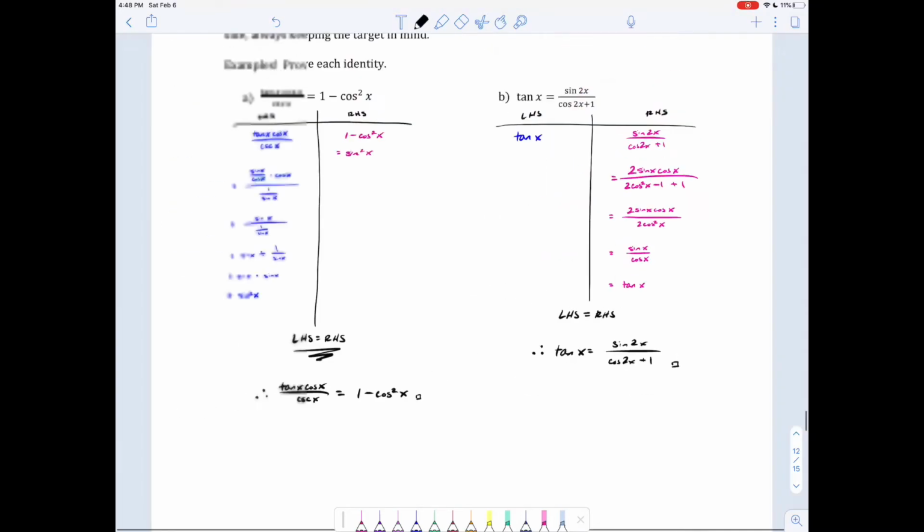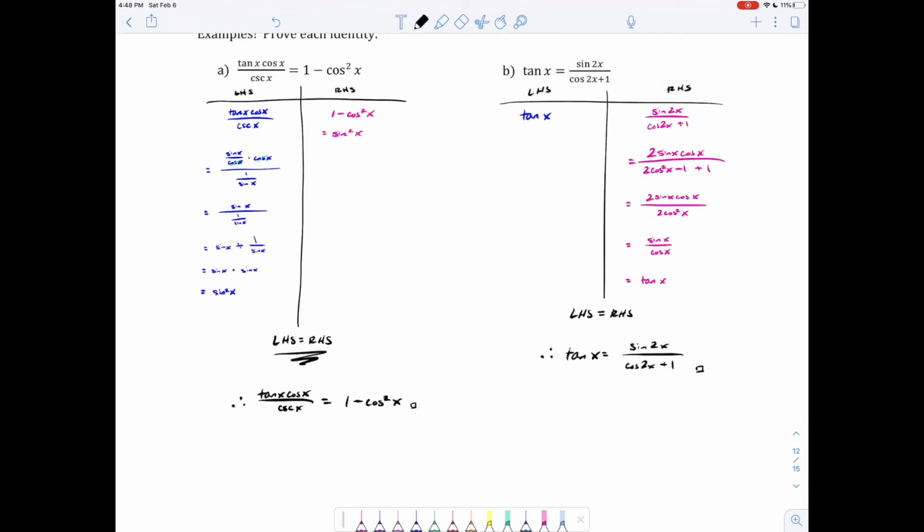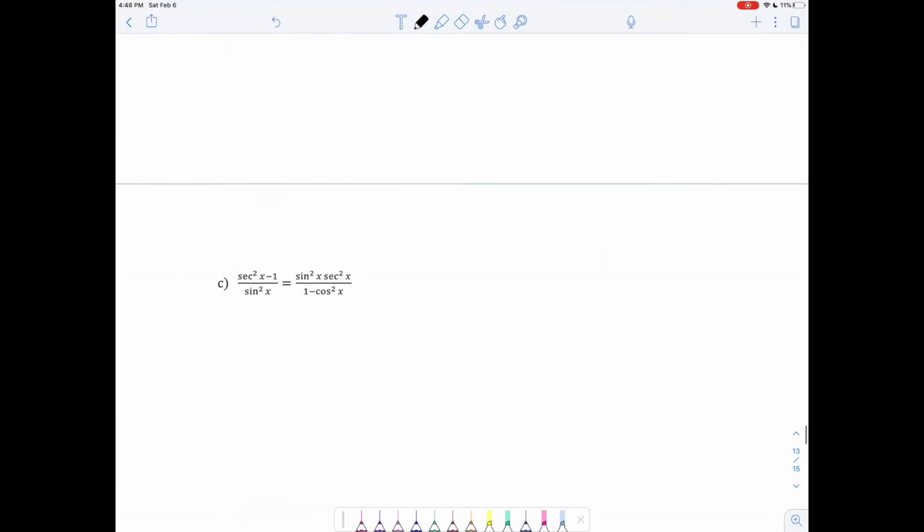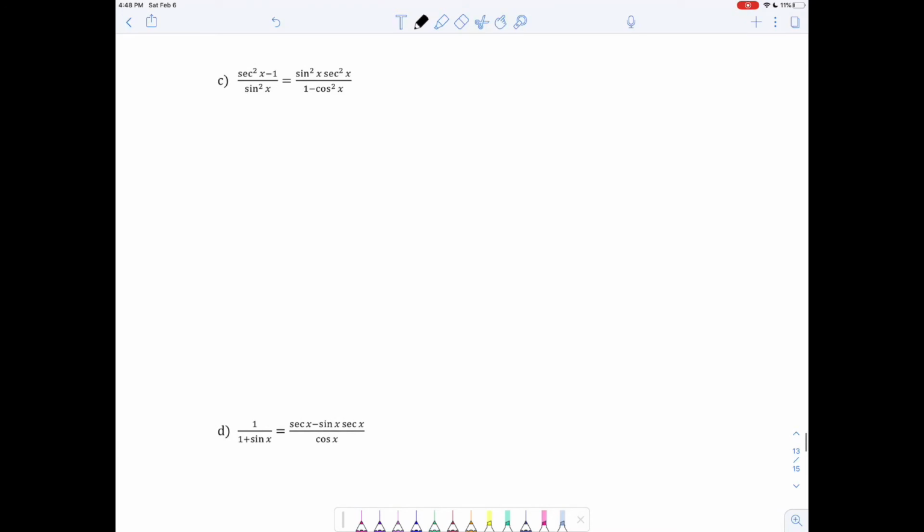Now there are 2 more identities to prove on the next page. Please give them a shot. Give them a try, and they look intense. They look like doozies. And again, you could get frustrated, you could get stuck, and that's okay. But whenever you do, just consider what you can do in any possible circumstance.